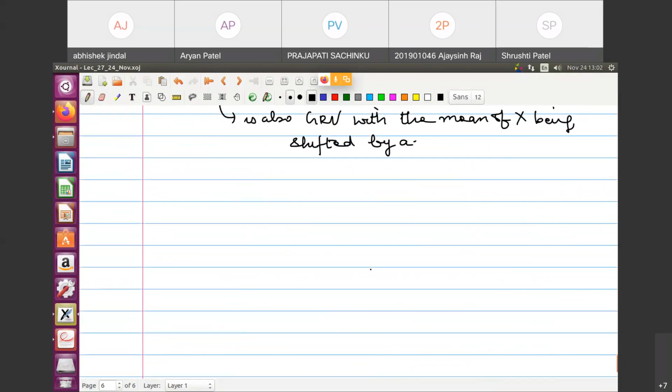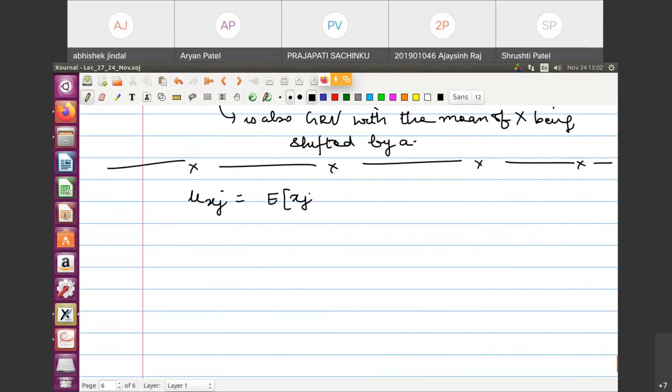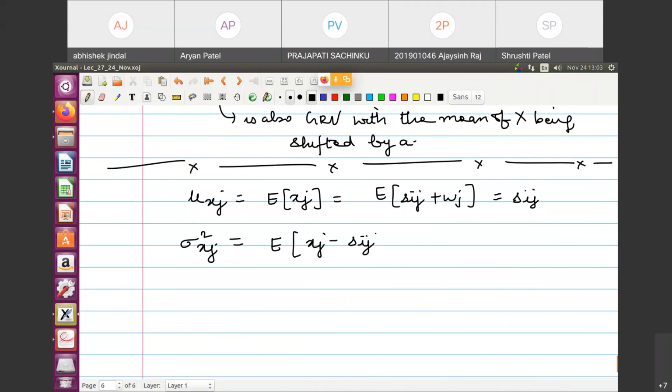So let us obtain the mean and variance of x of j. Today we will just obtain the mean and variance and then we can close for the day. So what is the mean of x of j? This is nothing but expected value of x of j, which is equal to expected value of si j plus W j, which is equal to si j. Why? Because expected value of W j is 0. We have not yet said anything about W j, so we'll do it in the next class. So the variance is equal to expected value of x of j minus si j whole square, and this is equal to expected value of W j whole square.